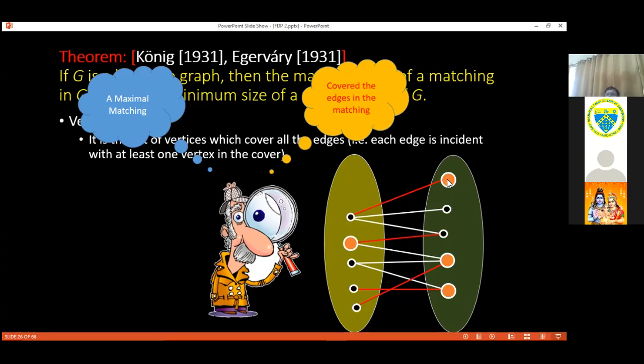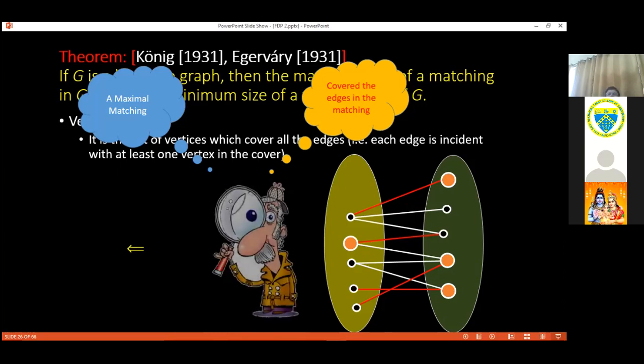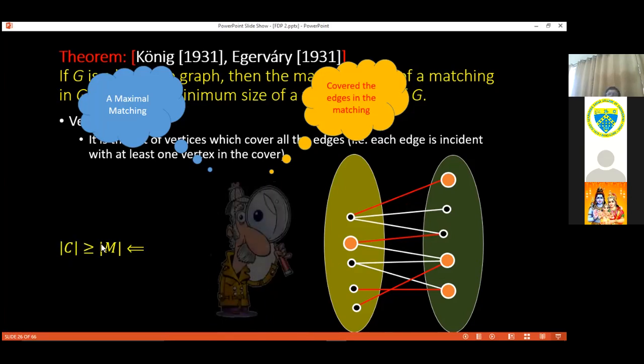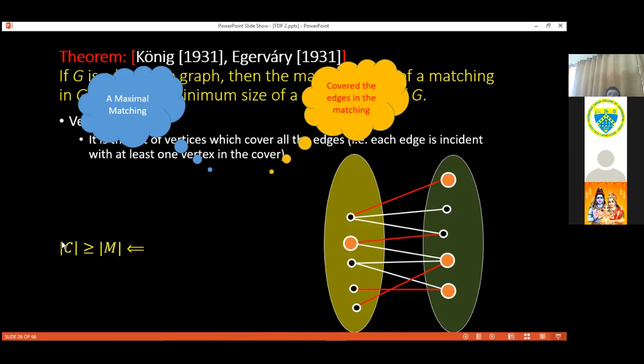That much you choose that covers the edges in the matching. So to cover all the vertices, we want more than that. Vertex cover is greater than or equal to the maximum number of edges in the matching. This is one way. The other way is to prove equality. Vertex cover is C, the number of vertices required to cover all the edges, always greater than or equal to the number of edges in the matching.